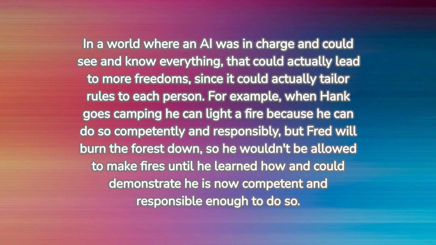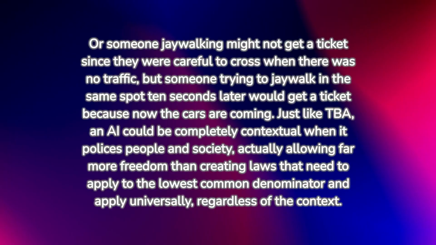In a world where an AI was in charge and could see and know everything, that could actually lead to more freedoms, since it could actually tailor rules to each person. For example, when Hank goes camping, he can light a fire, because he can do so competently and responsibly, but Fred will burn the forest down, so he wouldn't be allowed to make fires until he learned how and could demonstrate he is now competent and responsible enough to do so. Or someone jaywalking might not get a ticket since they were careful to cross when there was no traffic, but someone trying to jaywalk in the same spot 10 seconds later would get a ticket because now the cars are coming. An AI could be completely contextual when it polices people in society, actually allowing far more freedom than creating laws that need to apply to the lowest common denominator and apply universally, regardless of the context.